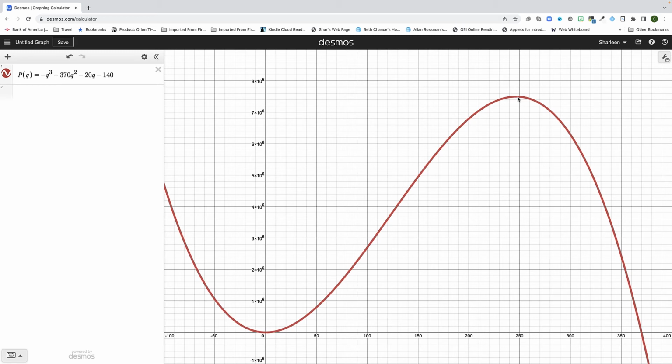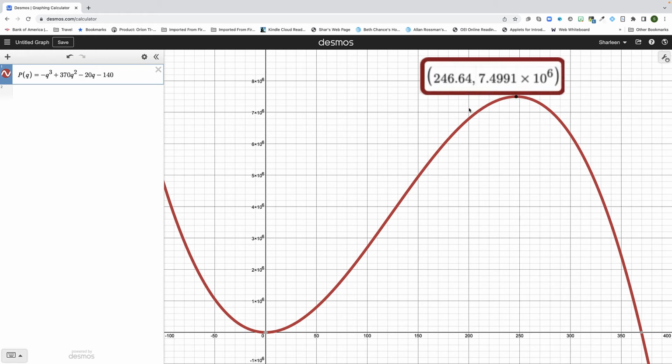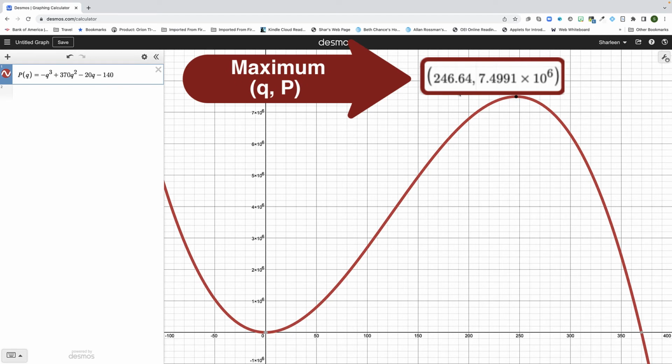To find the maximum value, click on the graph to reveal the points of interest. These are usually highlighted in gray. Click on the point again to reveal the coordinates. I now can see the coordinates of the maximum value. So the maximum will occur when Q is 246.64.